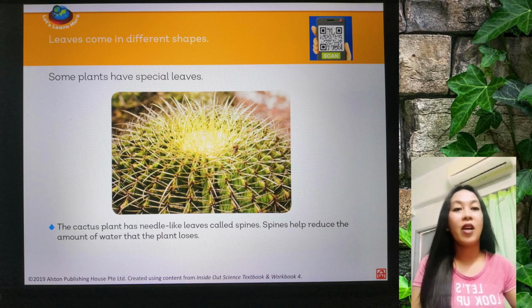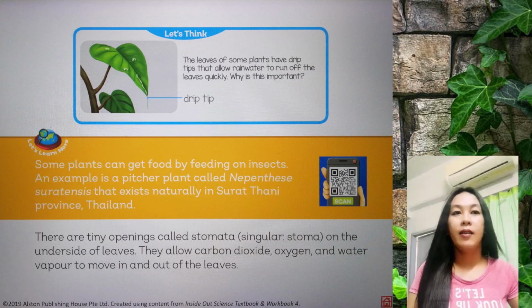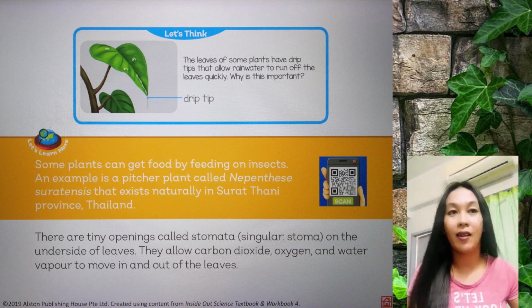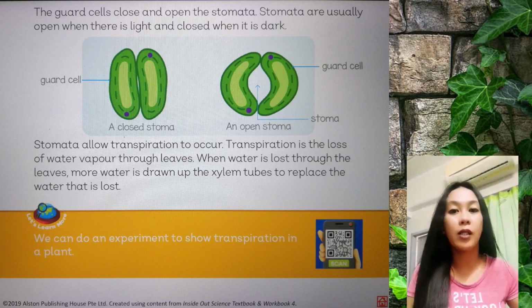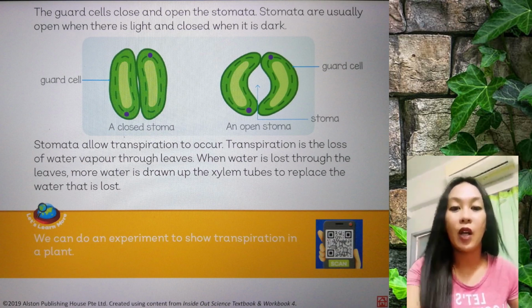Some plants have very special leaves. For example, the cactus plant has needle-like leaves called spines. The spines help reduce the amount of water that the plant loses. The leaves of the plant actually have stomata. Okay, so the guard cells close and open the stomata. Stomata are usually open when there is light, and closed when it is dark.